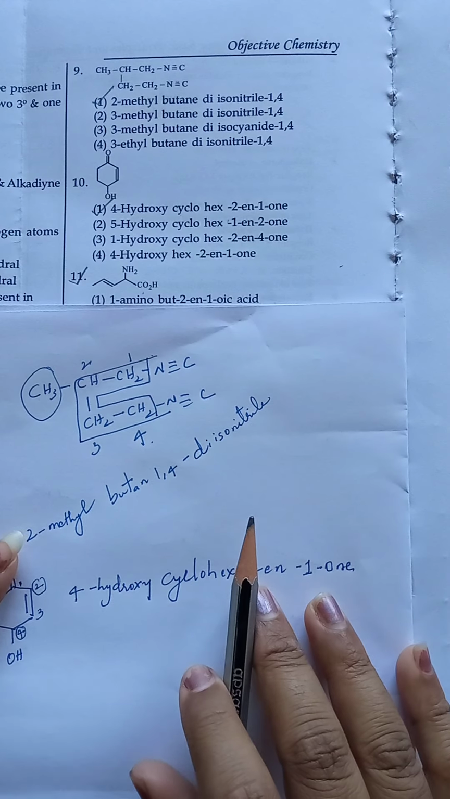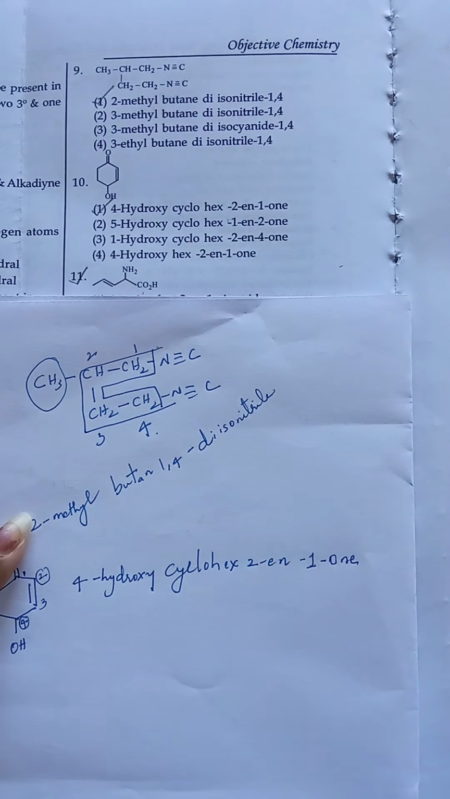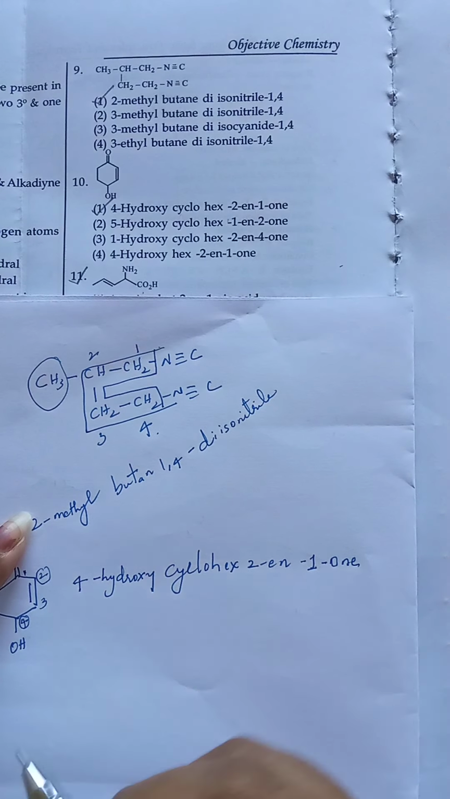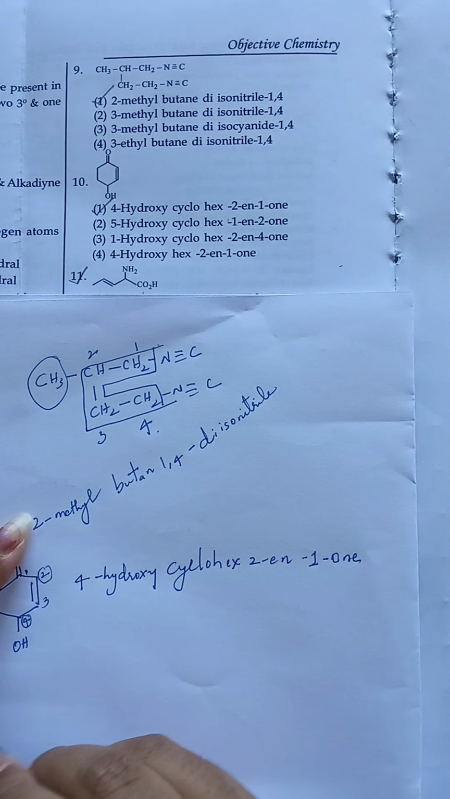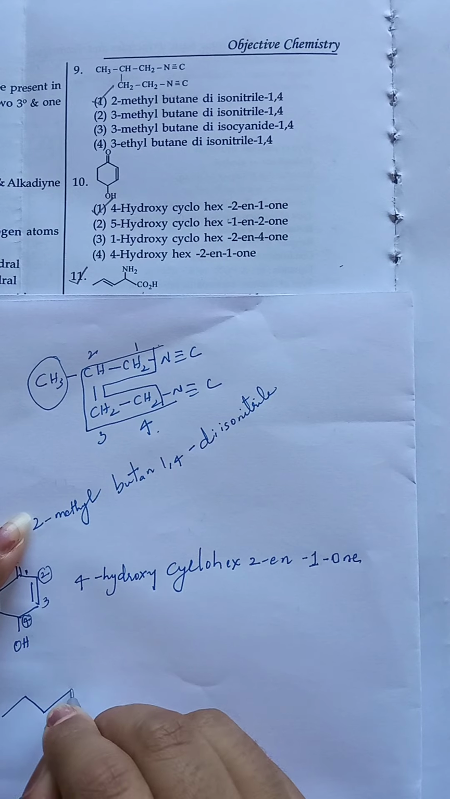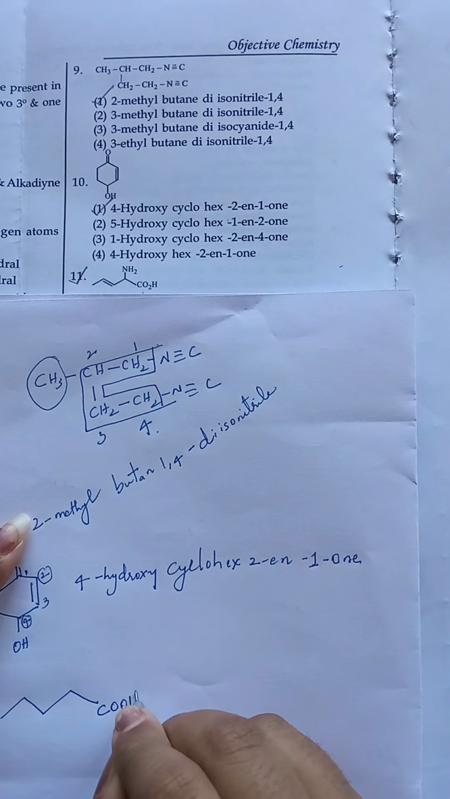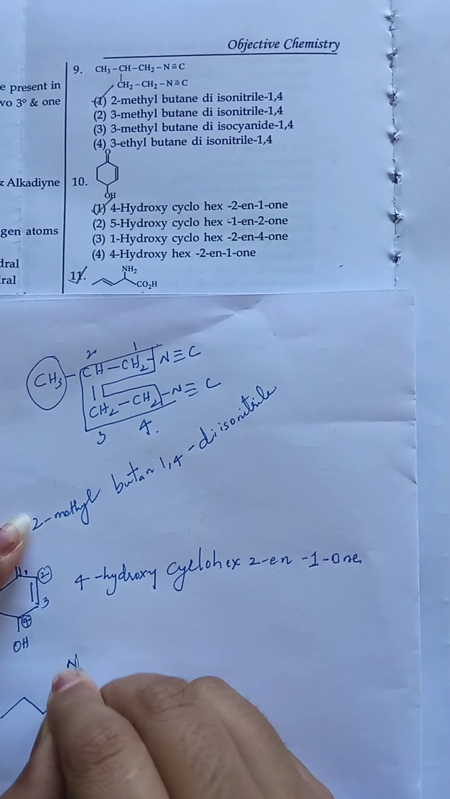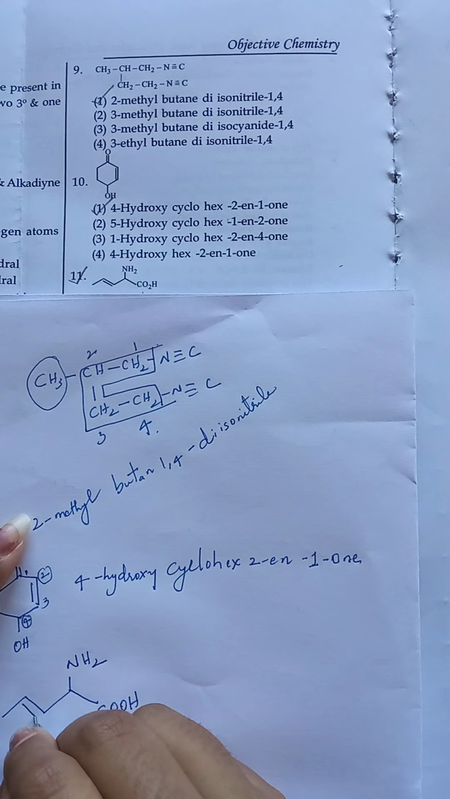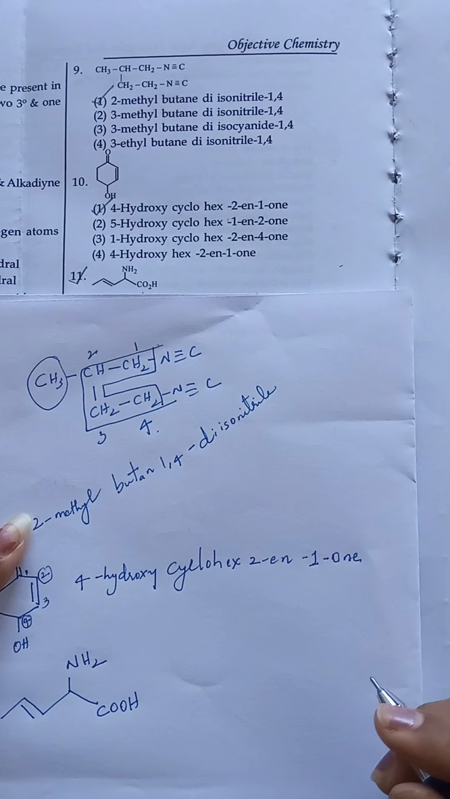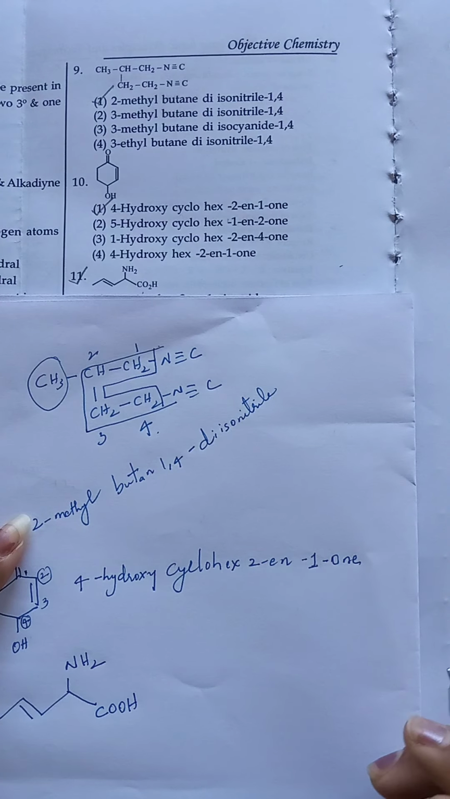Again here we want to write the IUPAC name for the given question. First write down the question. They have given it in the bond-line structure. Write it as it is. CO2, we can also write it as COOH. Here NH2, and here a double bond. For this we want to write its name.